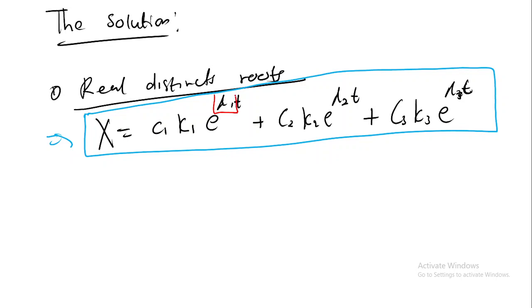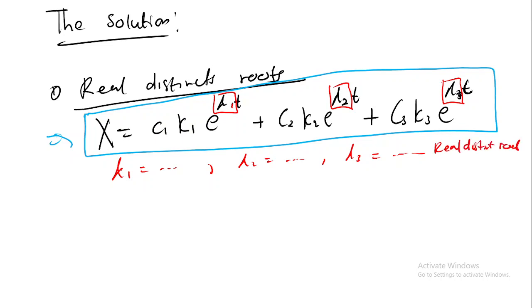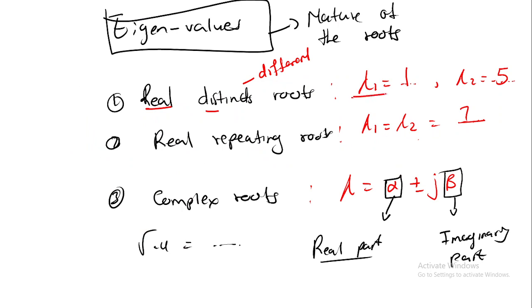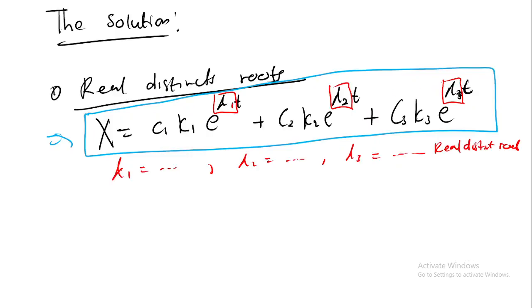Because you can see here we have lambda 1, lambda 2, lambda 3, meaning lambda 1 is equal to something, lambda 2 is equal to something, lambda 3 is equal to something. These are our real distinct roots. This is exactly what I was explaining here. Lambda 1 is equal to 1, lambda 2 is equal to 5.